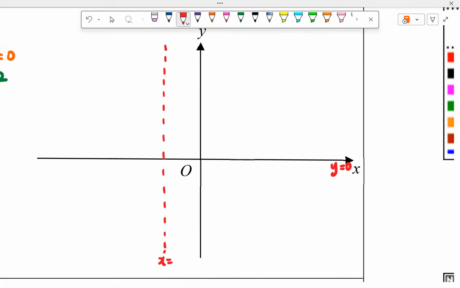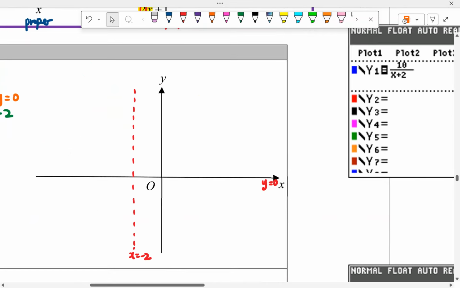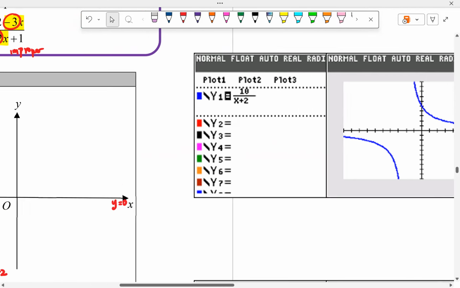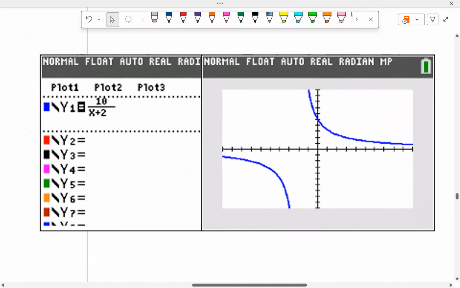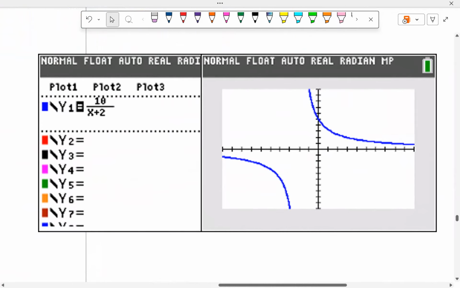Okay, this is x equals to negative 2. Then the next step, go to your GC. Key in y equals to 10 over x plus 2, and press the graph button to sketch the graph.